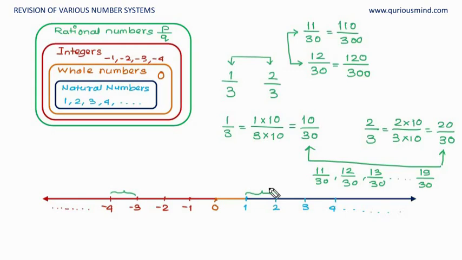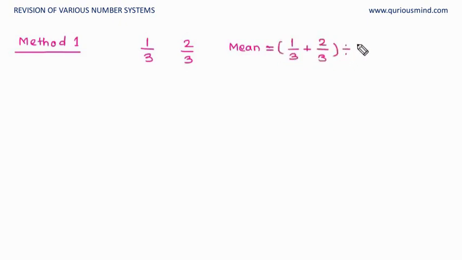There are two main methods of finding rational numbers between two rational numbers. We'll see them right now. Let's see method 1. In method 1, we find the mean of the given two rational numbers. So if I want a number between 1 upon 3 and 2 upon 3, what I do is find the mean, because the mean is going to be in between them. So the mean of these two numbers is 1 upon 3 plus 2 upon 3, addition divided by 2, because there are two numbers. So that would be 3 upon 3 divided by 2. 3 upon 3 is 1. So 1 divided by 2, that is 1 upon 2. And therefore 1 upon 2 would be between.